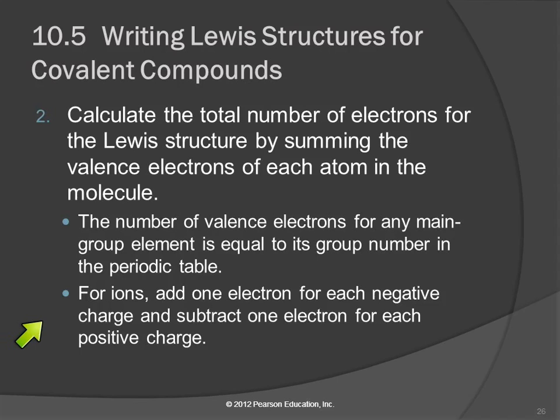If you have an ion, you need to add electrons for negative charges and subtract for positive charges. If you have an ion that has a -2 charge, how did it get a -2 charge? It's because it has 2 extra electrons, so you need to add those in.